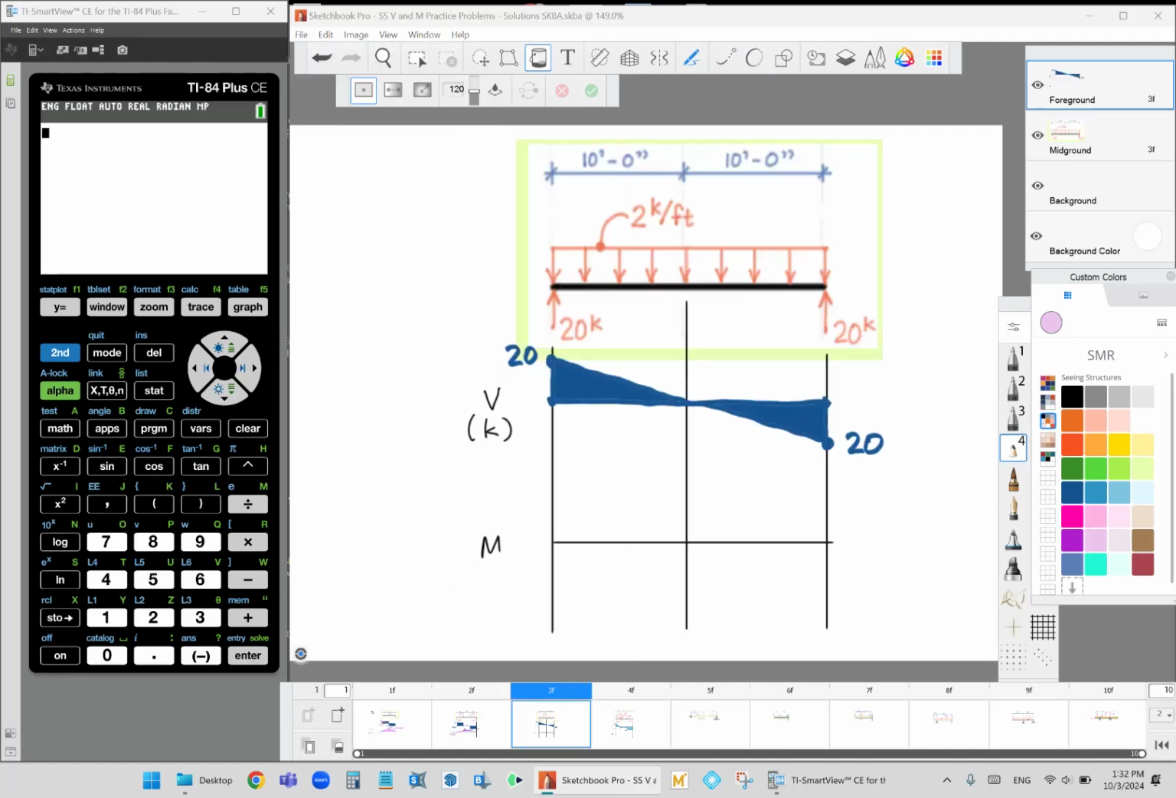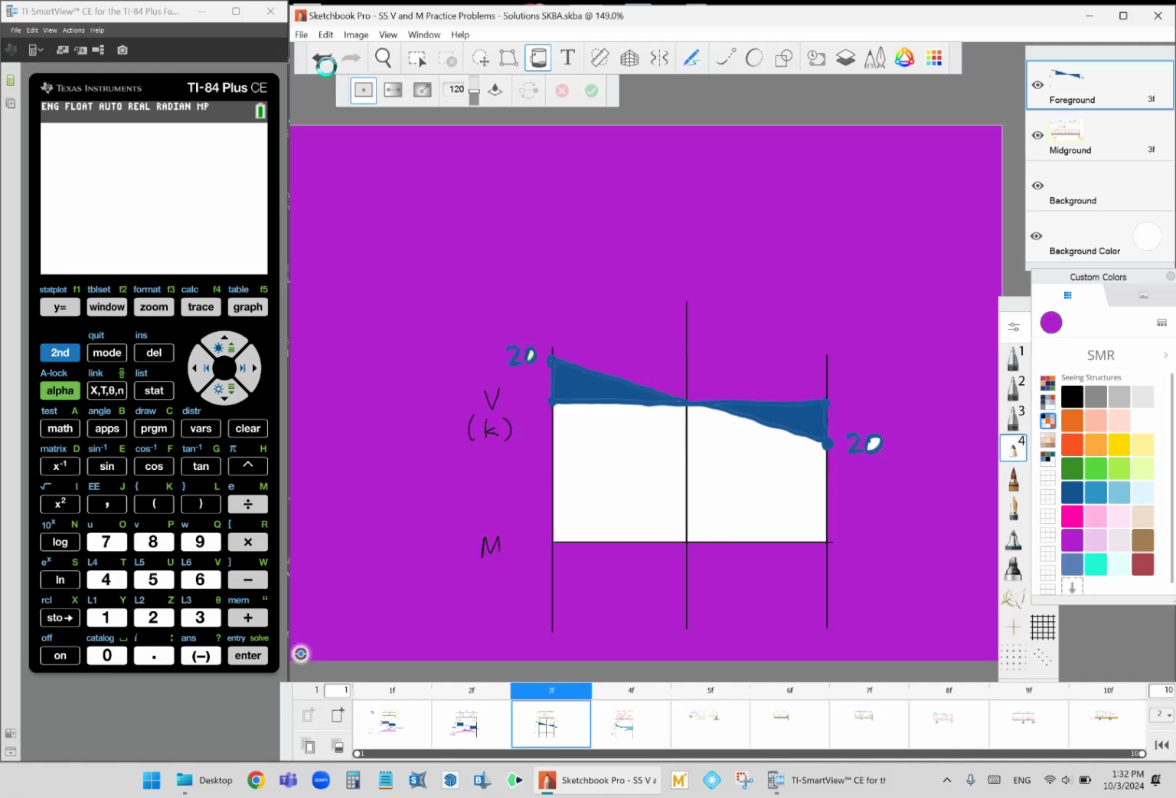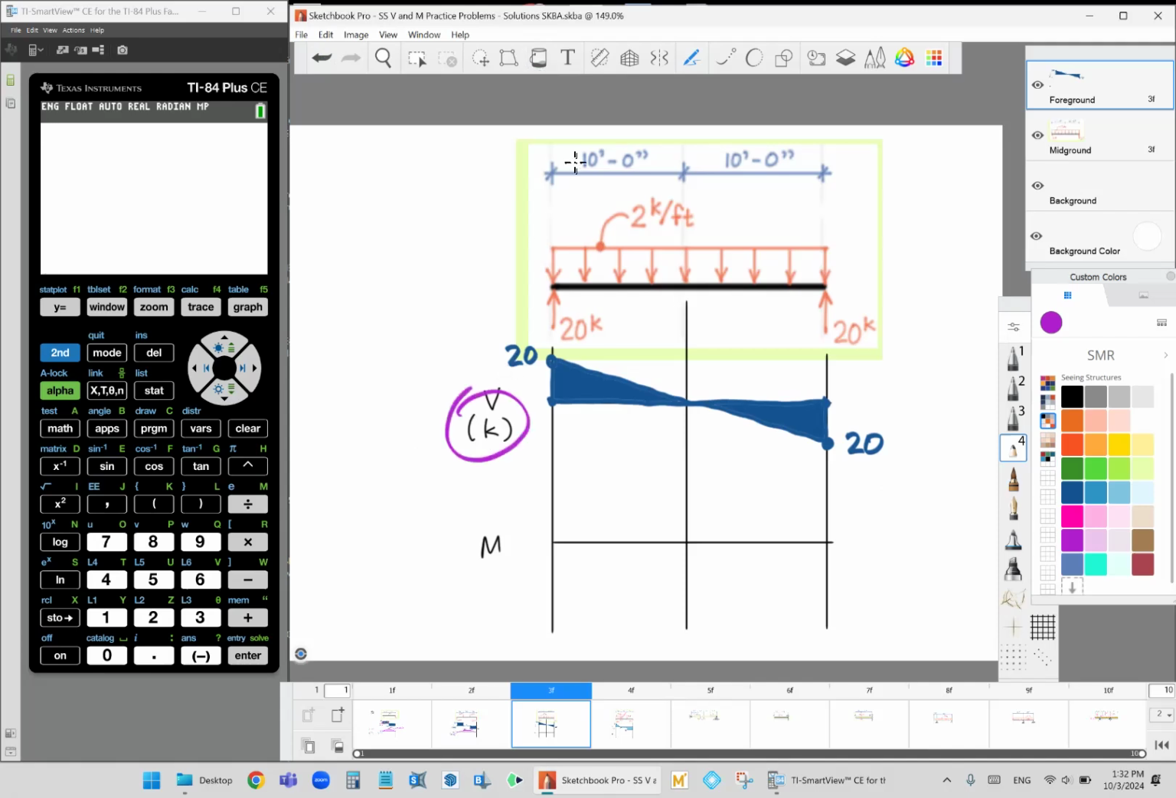All right, go on to number 3. Check our units. We're going to do kips. Sorry about that. Kips times feet. So kip feet or foot kips. Start at 0. We have a positive area, so we increase to a local max.